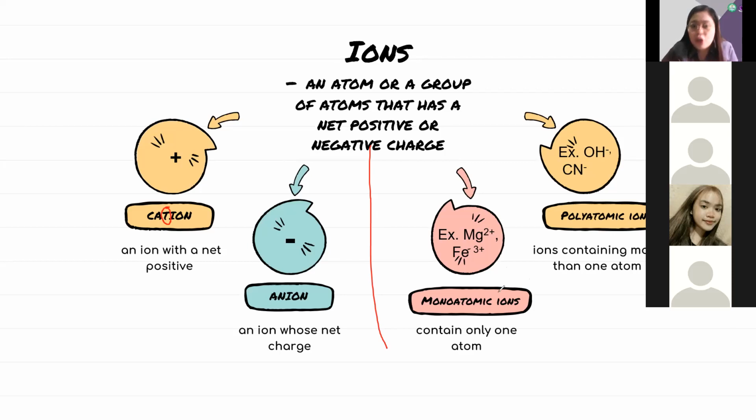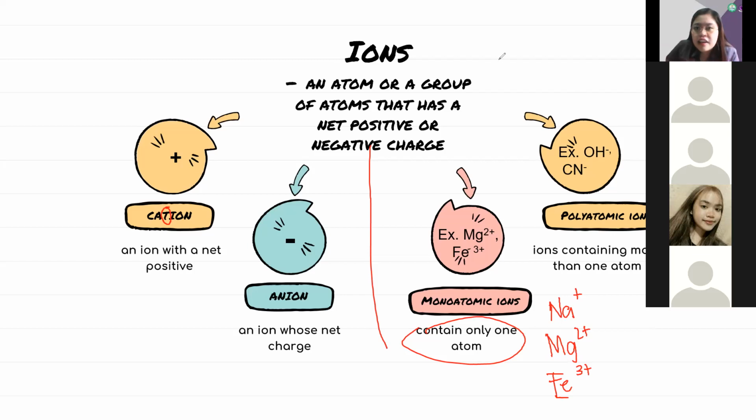Pag sinabing monoatomic class, syempre, mono means one, it only contains one atom. Kagaya ng sodium. Sodium ion, isang atom lang yan. Examples there, magnesium ion. Though positive 2 ang charge niya, pero isang atom lang din, magnesium lang siya. Or iron. Iron can be Fe positive 3. So isang atom, pero naa siya charge. We call it monoatomic ion.